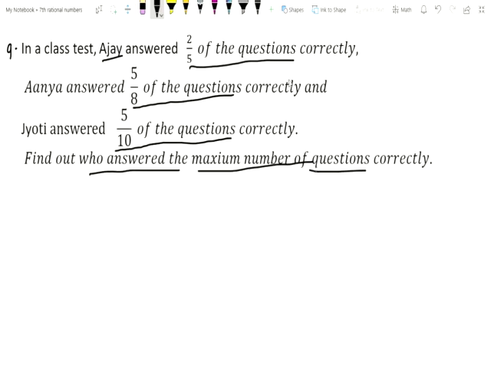Okay. So here 3 students are given. Ajay answered 2 by 5 of the questions. Ananya answered 5 by 8 of the questions. And Jyoti answered 5 by 10 of the questions. We are going to find out who answered the maximum number of questions. So we need to find out which of these 3 numbers is greater. That student should have answered the maximum number of questions.